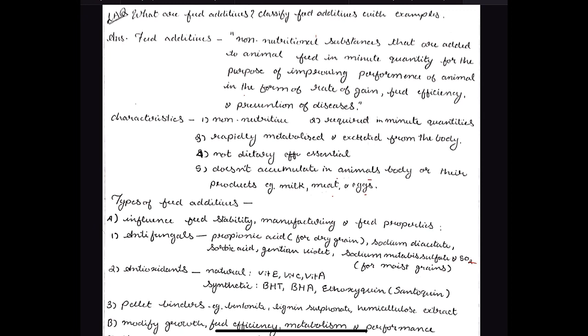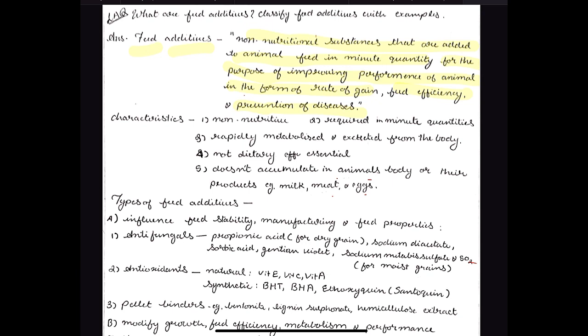So they are non-nutritional substances that are added to the animal feed in minute quantity for the purpose of improving the performance of the animal in the form of rate of gain, feed efficiency, and prevention of diseases. So first look at the name. Feed additive. It is something which is added into the feed. So it means that it is not feed, right? It is something which is added to the feed.